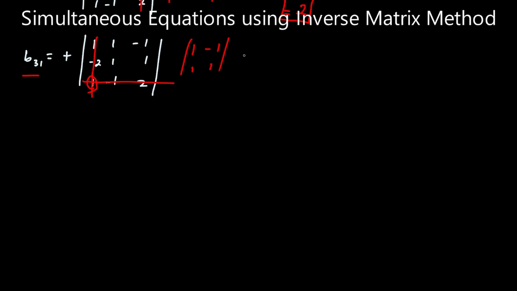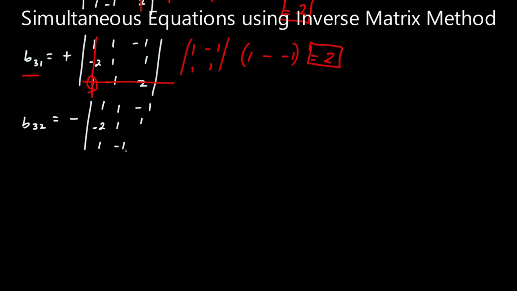We solve this. 1 times 1 is 1, minus 1 times minus 1 is minus 1. So we have 1 minus minus 1, which is a 2. And because the sign is positive, this will remain as it is, as a positive 2. We proceed again and have the element in B32. For B32, the sign there is negative, so we have minus. Our matrix is 1, 1, minus 1; minus 2, 1, 1; 1, minus 1, 2.